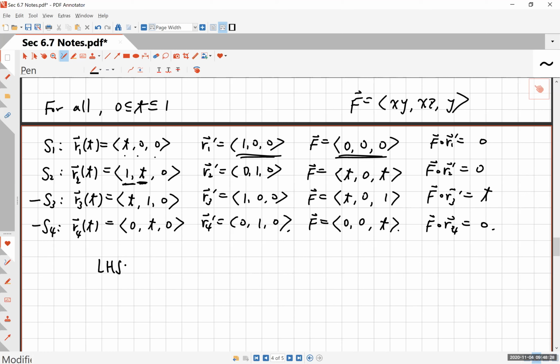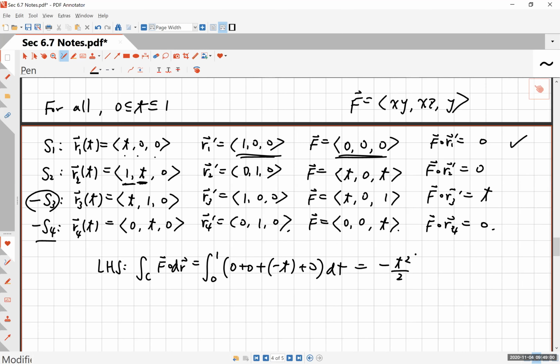So what happens here is this. On the left-hand side, it's supposed to be this line integral of F dot dr, right? Because in all of these cases t goes from 0 to 1, I can just write 0 to 1. On side 1, it's 0. Side 2, it's 0. Side 3, remember I picked a negative, so this will be negative t. And then side 4 is 0. That's really all you have to do. So this is negative t squared over 2 going from 0 to 1. It is negative 1/2.